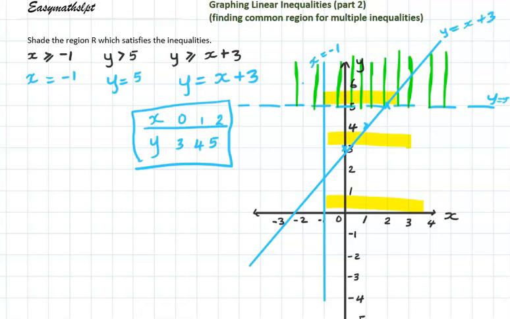Now, if you wanted to use the slope, the gradient is 1. Starting at the intercept, which is 3, you would go 1 across and 1 up, 1 across, 1 up. And that's how you would use the slope and the intercept if that's the method you wanted.